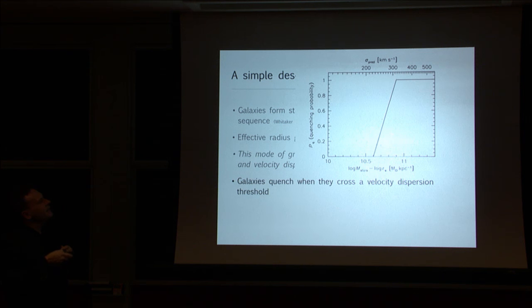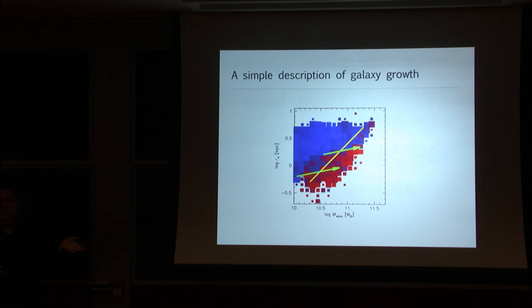And so here, this is a simple velocity dispersion threshold. This is the probability that a galaxy is quenched, and if it reaches like 300 kilometers per second, it's dead in this simple prescription. Okay, so that gives us a complete model for how galaxies move in this plane as a function of cosmic time. They move along these green arrows until they reach a velocity dispersion threshold here, and then they die.